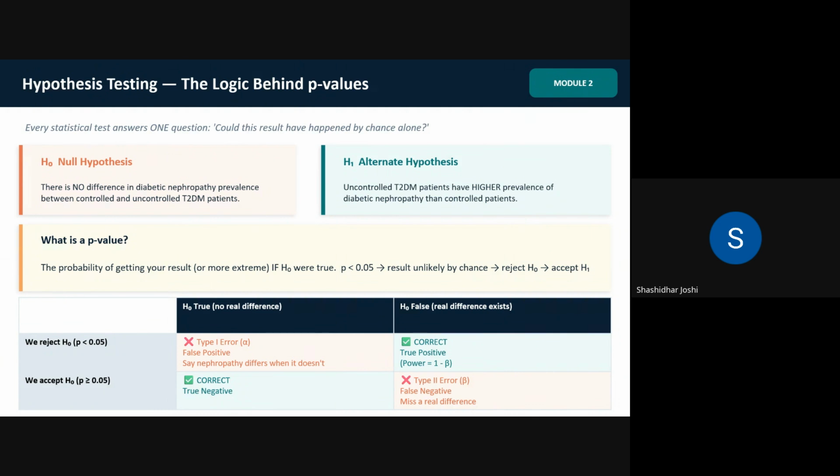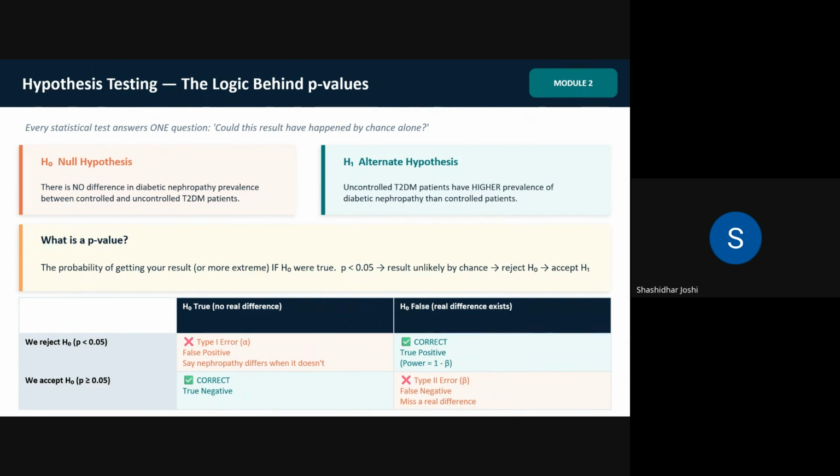Whereas with the null hypothesis, you are not proving anything. First, you are starting with no difference. I say that there is no difference between two entities. The alternative is that there is a difference, and I want to prove that uncontrolled T2DM patients have a higher prevalence of diabetic nephropathy. So that's how you go ahead with hypothesis testing. Probably we can discuss this when you are starting your thesis writing, so I think that's an apt time to talk about these things.